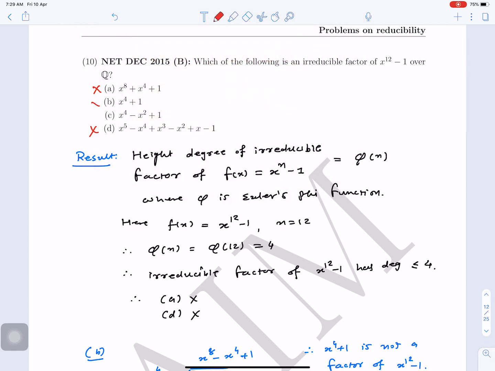So option B is wrong, and hence only one option is correct, so option C is automatically correct. I will not check option C. Definitely it will be a factor of x^12 - 1, and its degree is also 4, which is less than or equal to 4. So C is the answer.